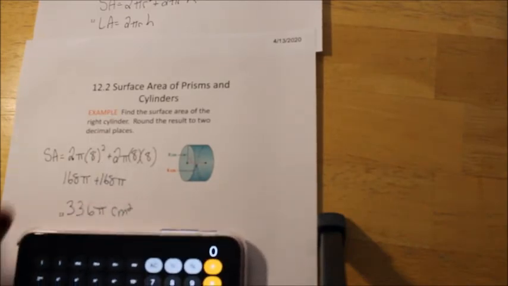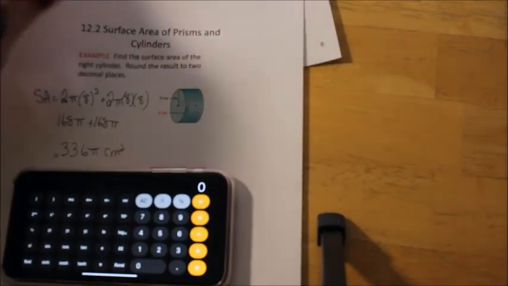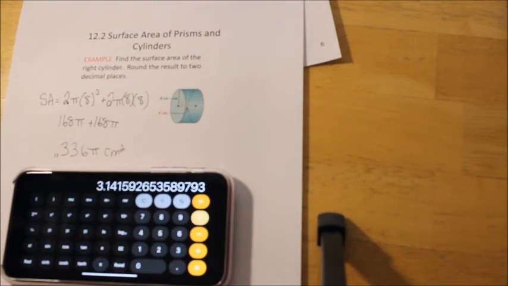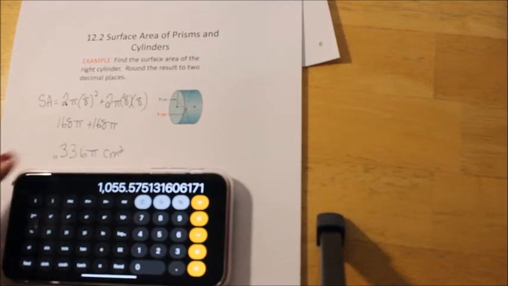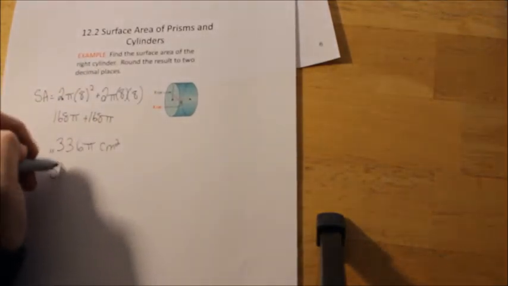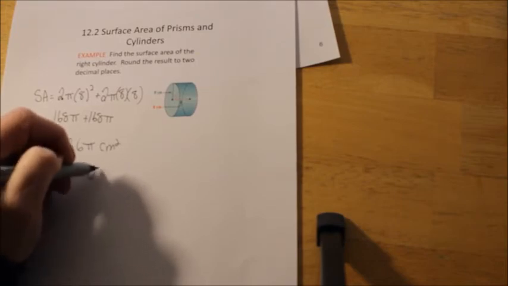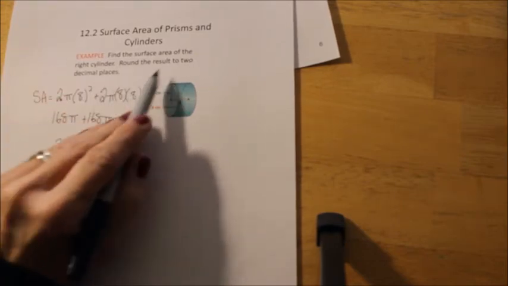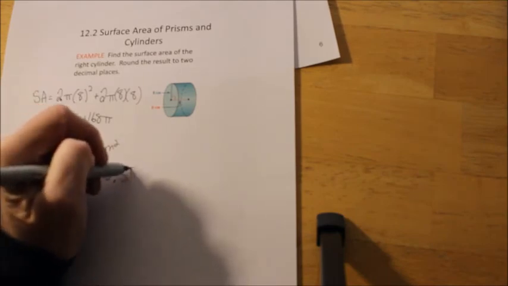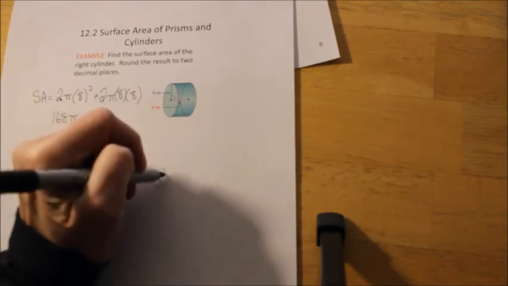And I'm simply just going to hit 336 times pi. So 336 times pi is right here. And I get 1055.6. So my surface area is 1055, round to 2 decimal places, so that would be 0.58, and that would be in terms of centimeters squared.